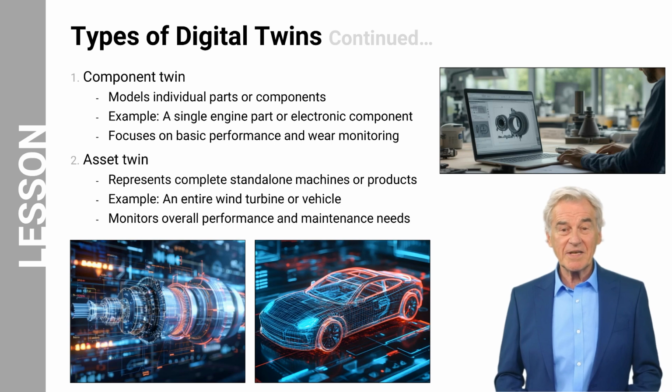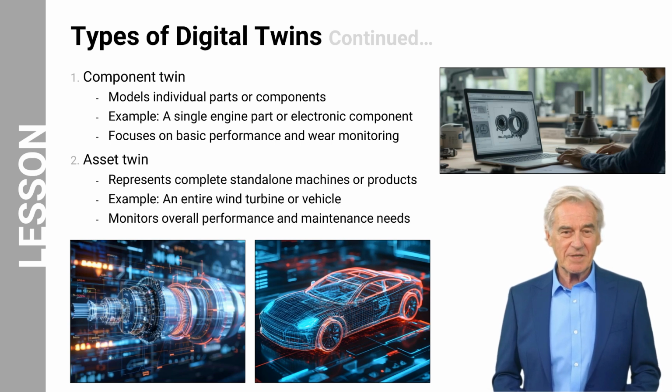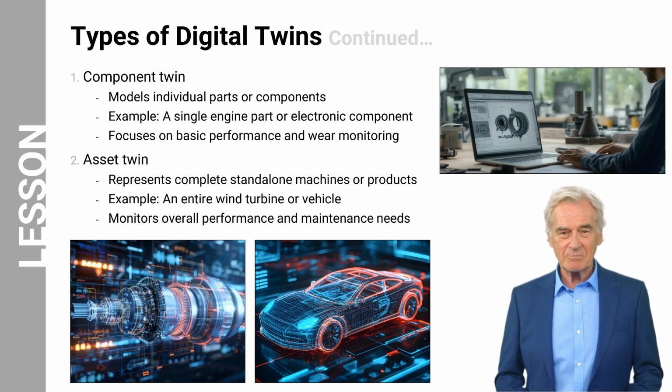Digital twins operate at different levels of complexity from components to complete assets. Component twins model individual parts or components, such as a single engine component or electronic components, and focus primarily on basic performance and wear monitoring. Moving up in scale, asset twins represent complete standalone machines or products, like entire wind turbines or vehicles, allowing for comprehensive monitoring of overall performance and maintenance needs across the integrated system.